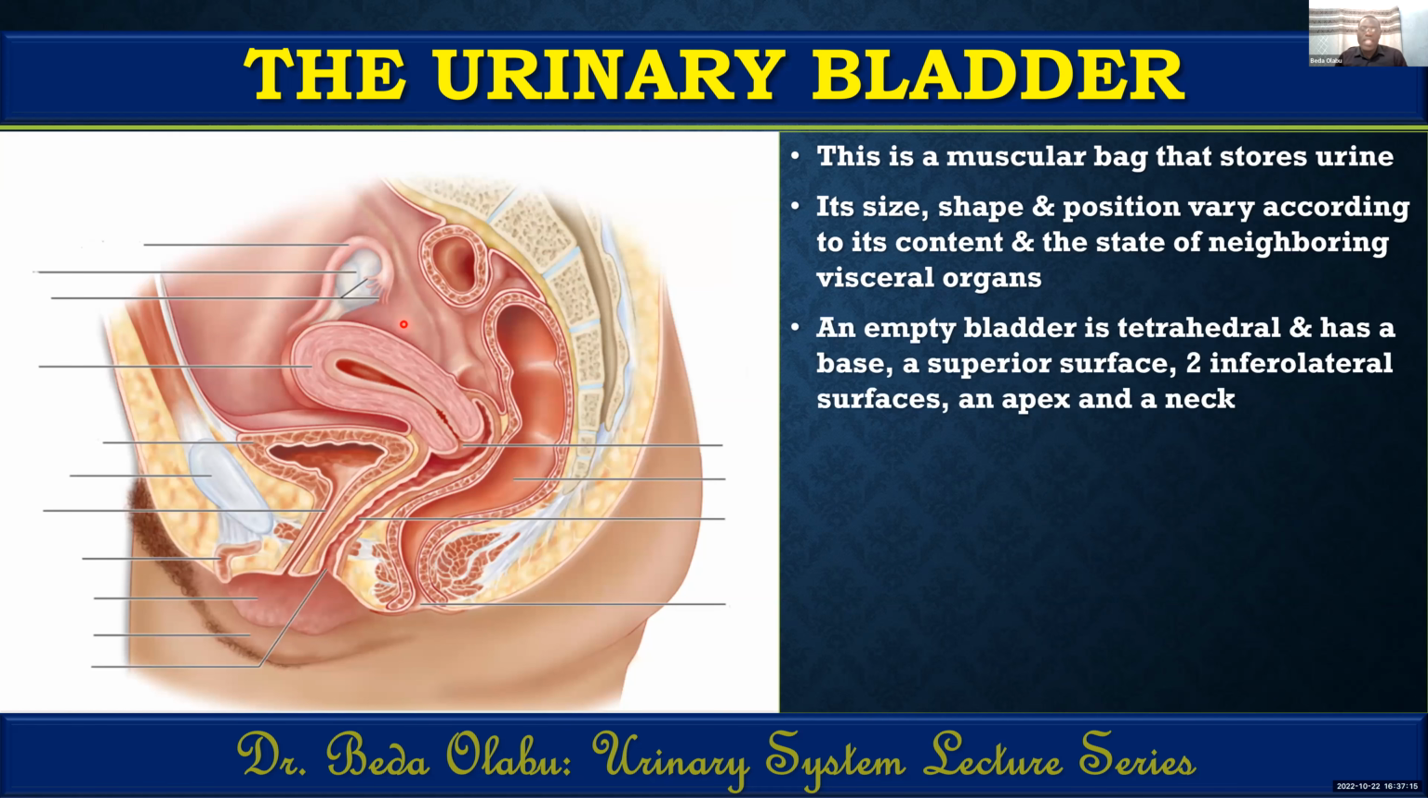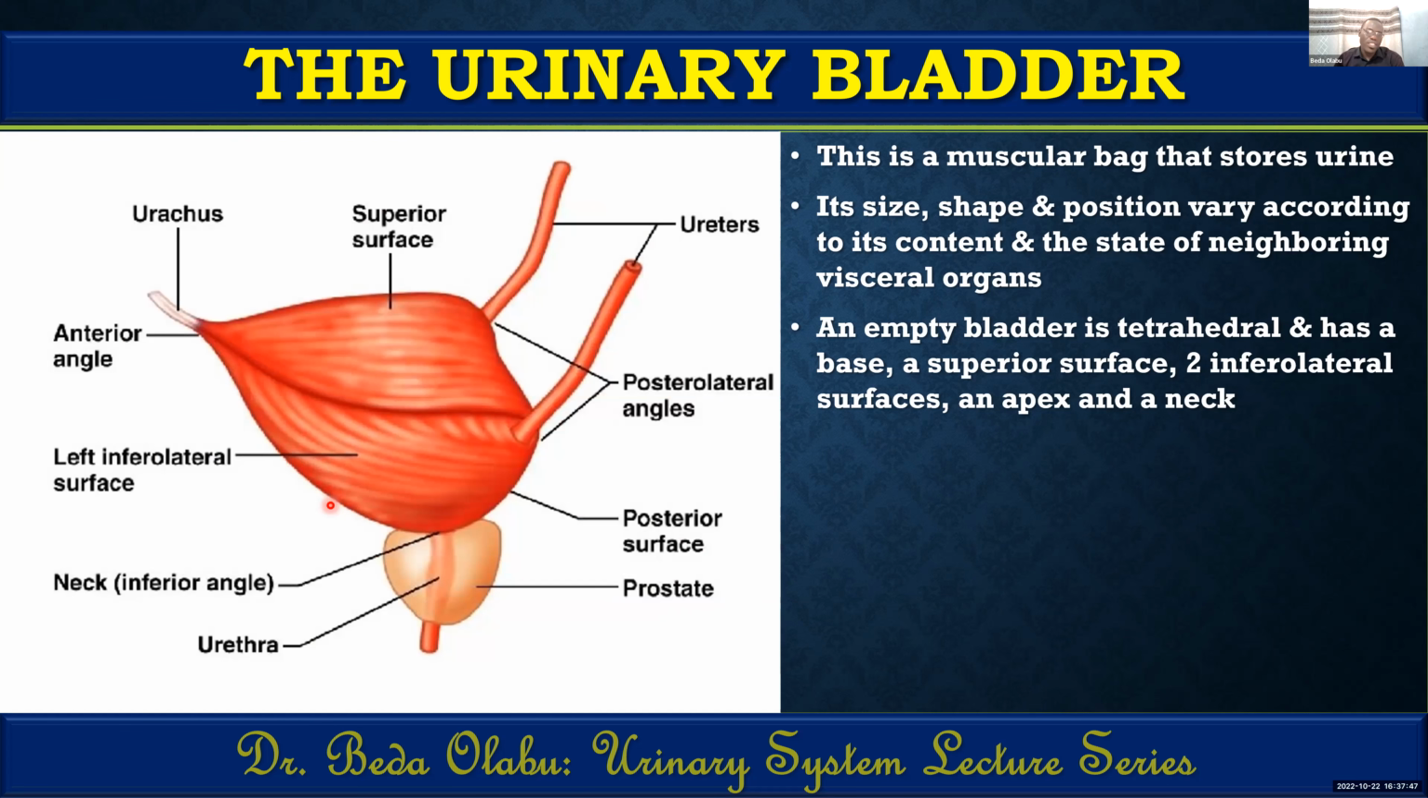So I've already told you that an empty urinary bladder is tetrahedral. Usually this empty urinary bladder will have a base, which is usually posterior or posteroinferior. It has a superior surface, which is on top, somewhere there. It has inferolateral surfaces, right and left. It has an apex, which is this one, and it has a neck which faces down. The bladder neck is down. So this is the tetrahedral shape.